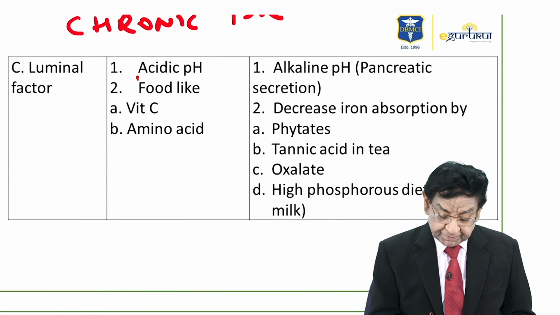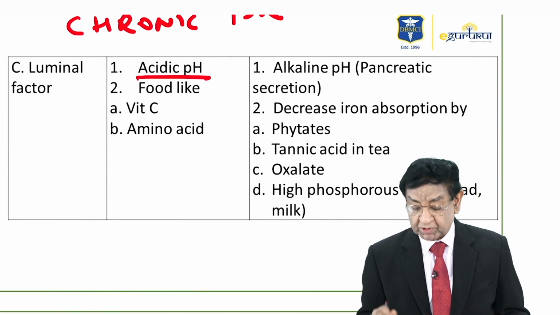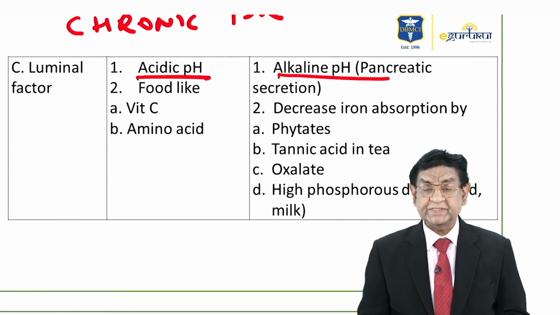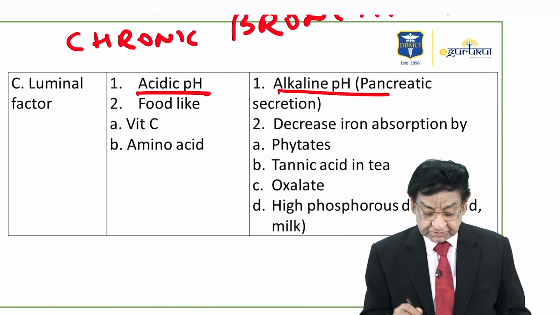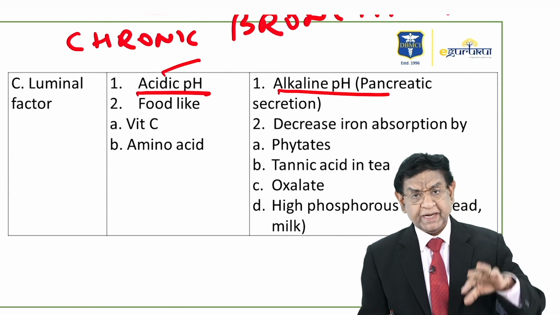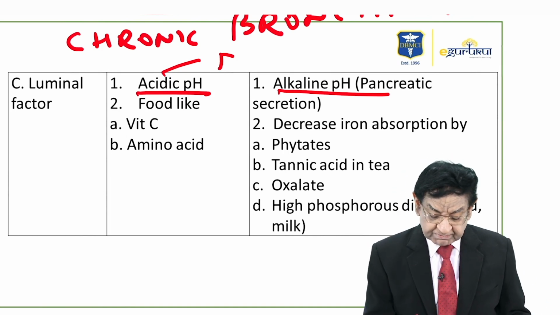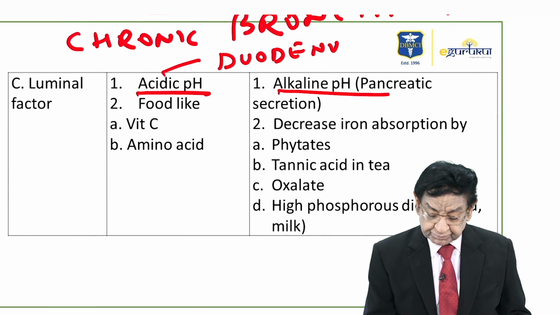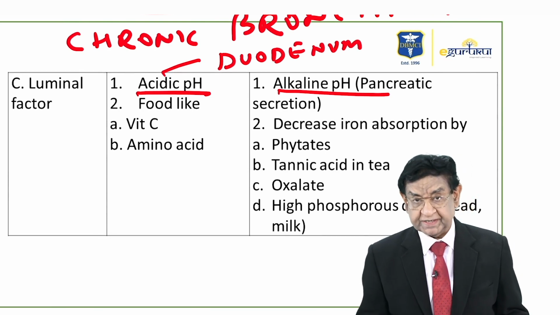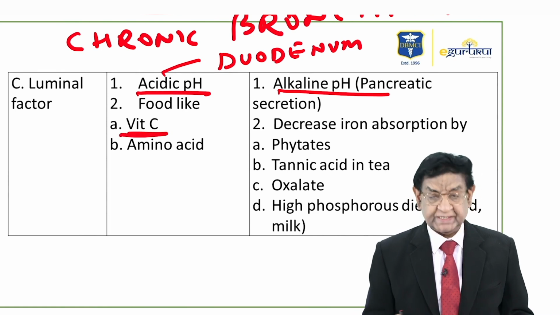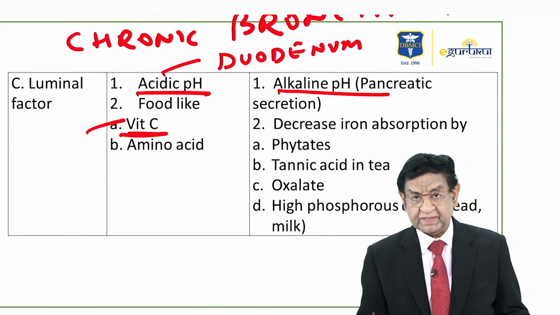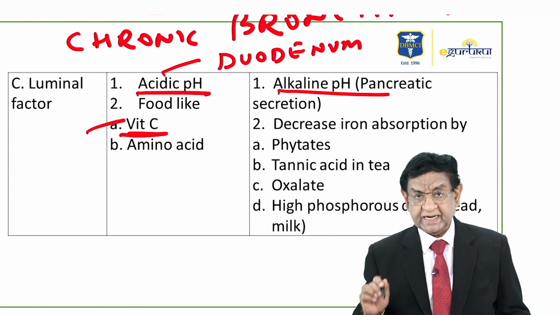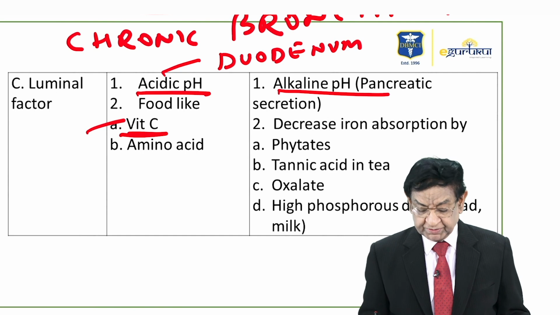Luminal factors: acidic pH causes increased iron absorption, and alkaline pH, which is there due to pancreatic secretion, reduces iron absorption. Now what is the application? Let's correlate. That's why iron is maximally absorbed in the duodenum. Why? In the duodenum, the acidic pH is there. And food like vitamin C, that's why whenever we prescribe iron therapy, it's always better to prescribe it with vitamin C, because vitamin C will create an acidic pH, and that will help in iron absorption in the duodenum.